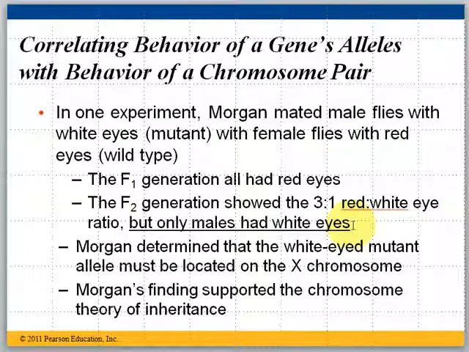In the female, for her to show the recessive trait, she would have to have both recessive alleles on her 2 X chromosomes. So even if she had a recessive allele on one X chromosome, the red eye dominant allele on the other would cover that up and you wouldn't see it. So this is how he determined that this particular gene was located on this particular chromosome, on the X chromosome of the flies.